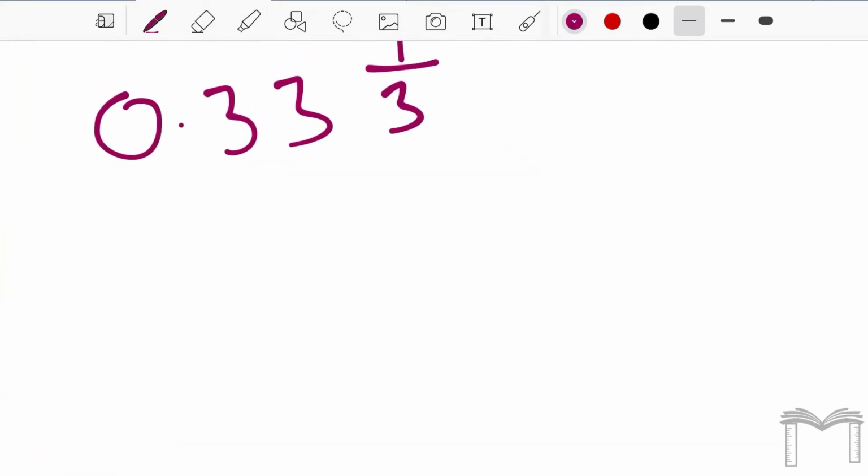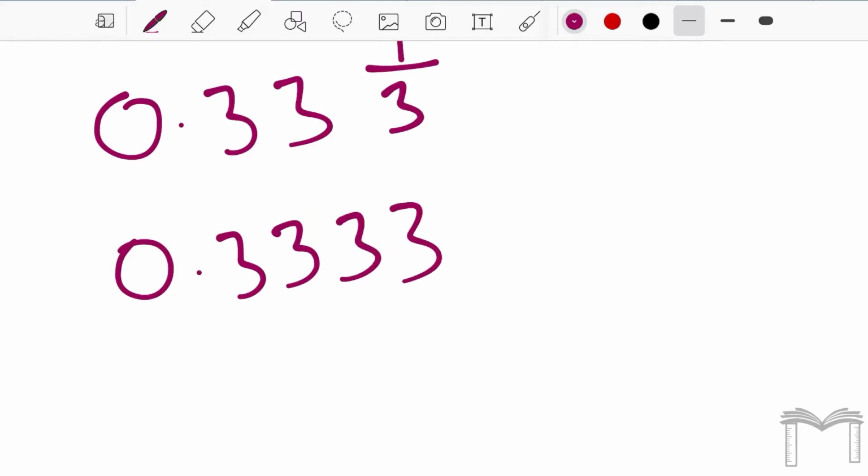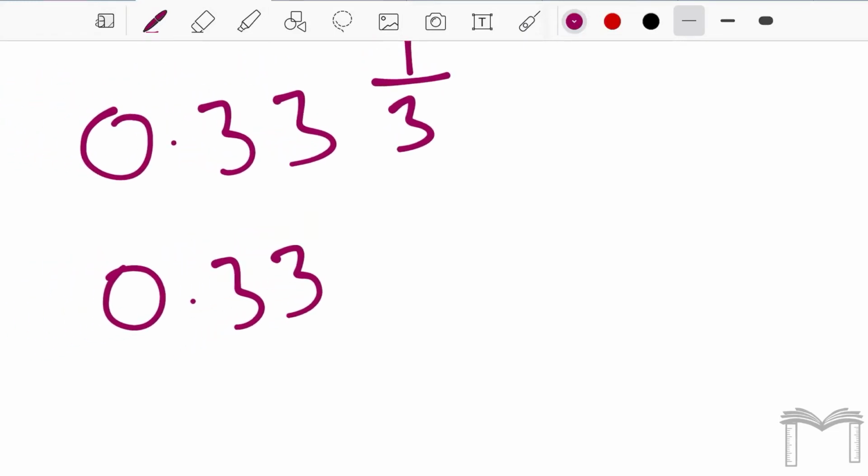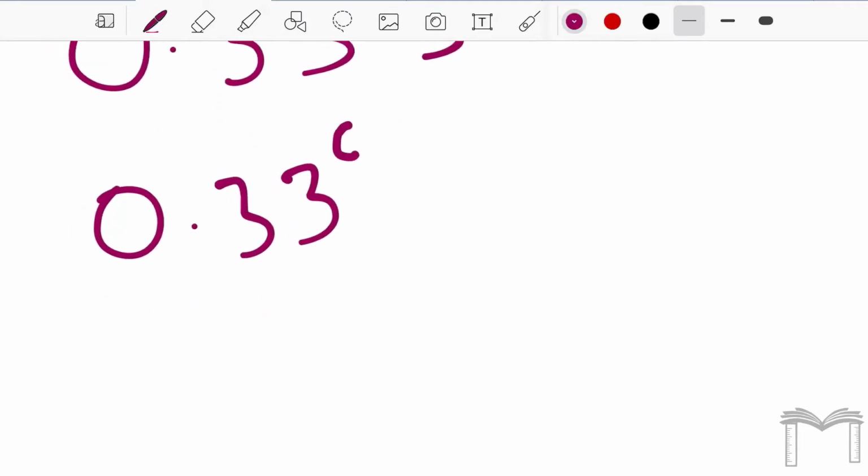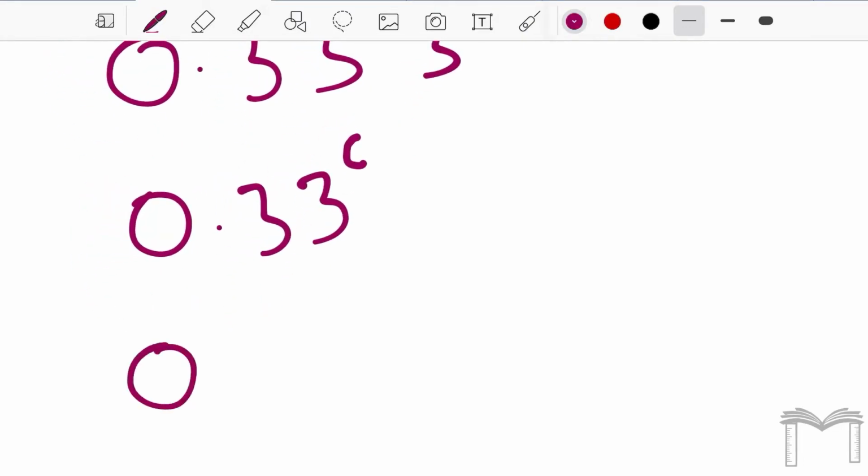So we understand that the decimal is 0.33. If we continue, we keep getting 3's. For the percentage, we must multiply this by 100.